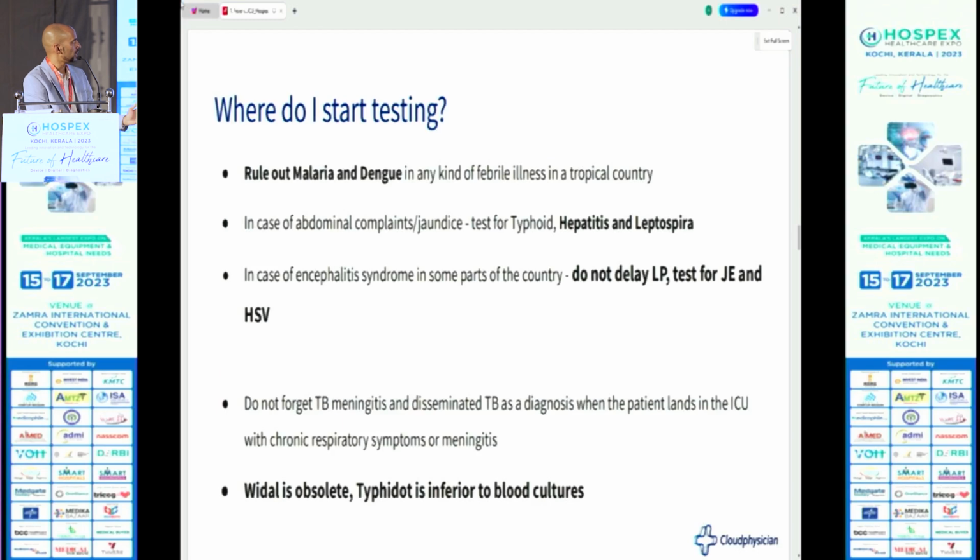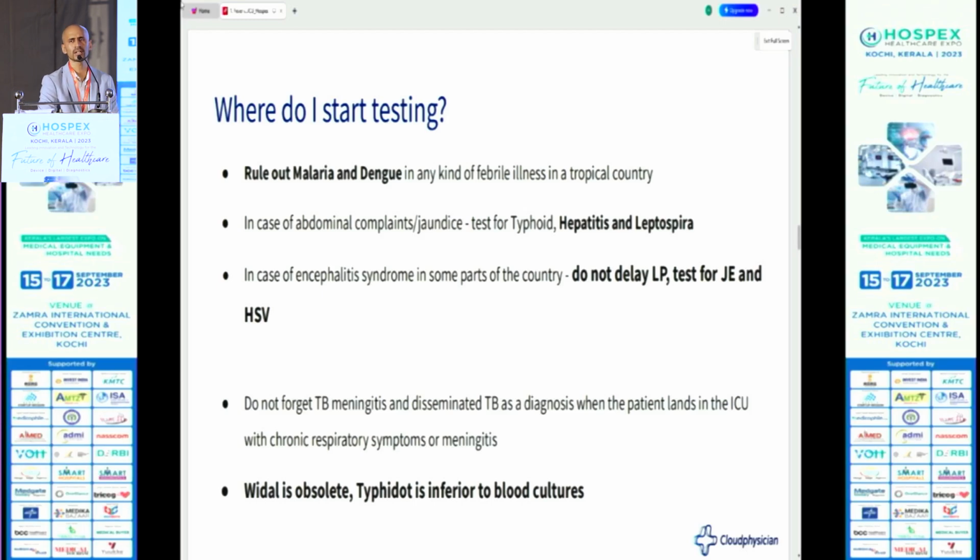Now, I think we covered this. Some of the things that are important is that in the eastern UP, northern Bihar belt, there is an area where JE is pretty common. And we do see both in the pediatric spectrum overlapping into the young and adult spectrum that delaying the LP has been a problem in some of these areas. So in these ICUs, we typically push for getting an early test done and sending the samples for JE and HSV. HSV is at least treatable, so we would empirically start them on acyclovir.